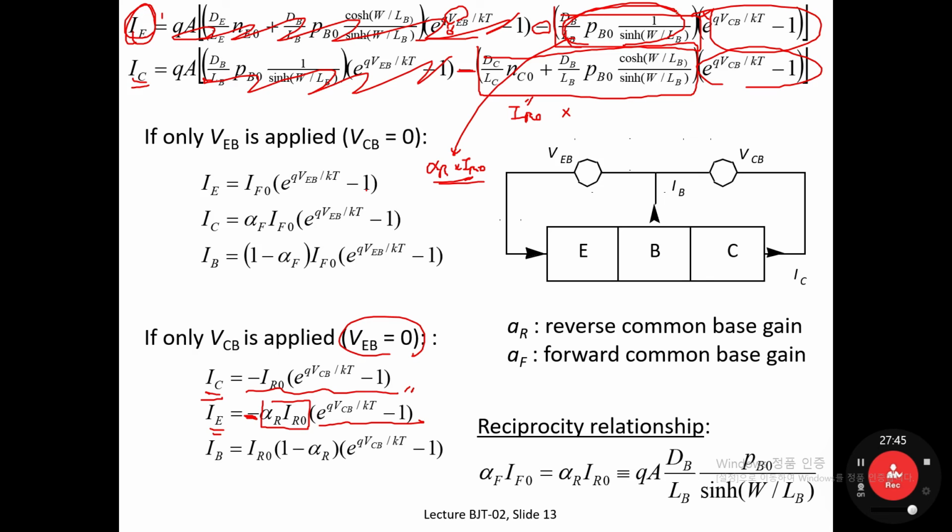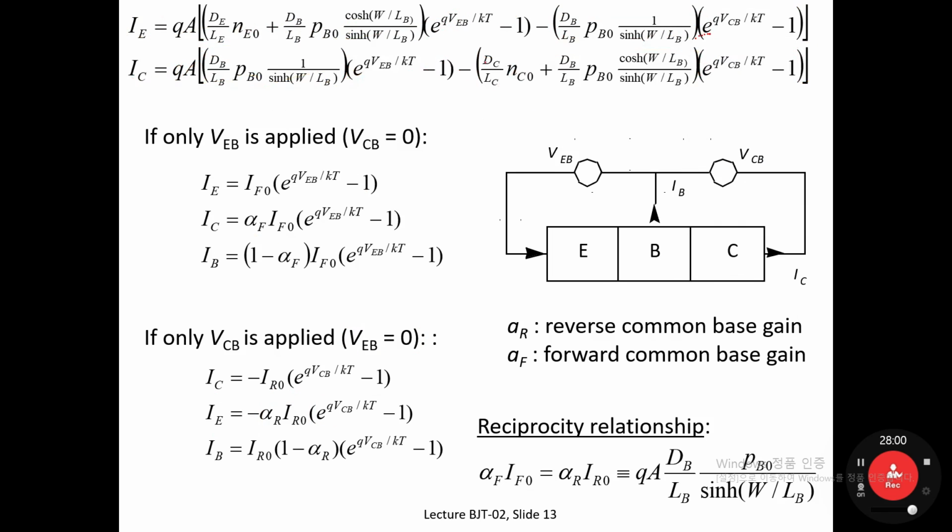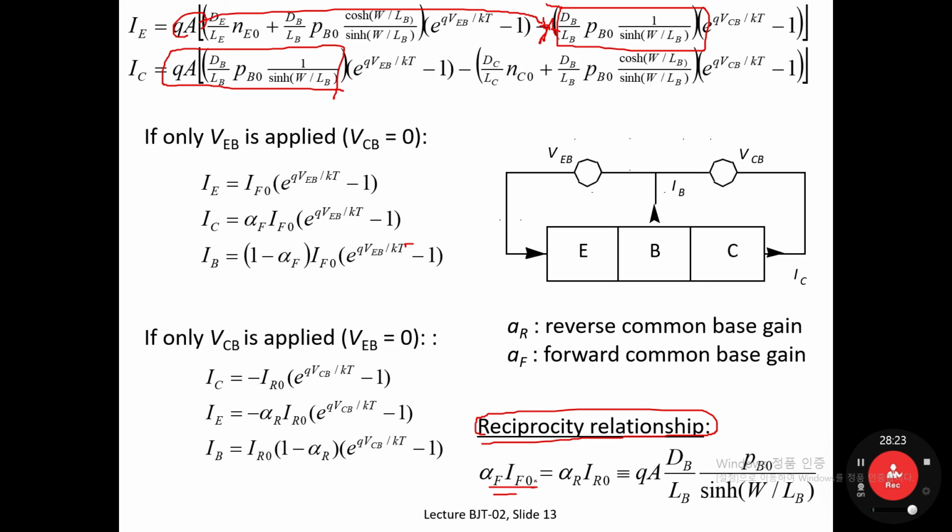Take a look at this term. When we defined alpha F times IF naught, we defined it as this. So take a look at this term and this term. Well, definitely QA should be here. Same or different? Same, right? So you can see that the reciprocity relationship is defined as this: alpha F IF naught is equal to alpha R IRO. That is QA blah blah blah. That is quite interesting.